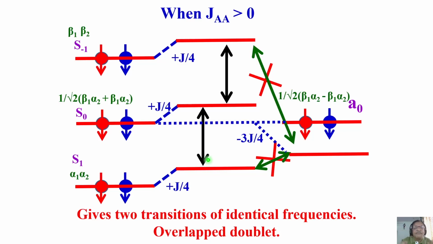So what is the conclusion? In the A2 spin system, whether you have a J coupling or there is no J coupling does not matter. You always get a single peak. Though there are 2 frequencies, they overlap and give rise to a single frequency.